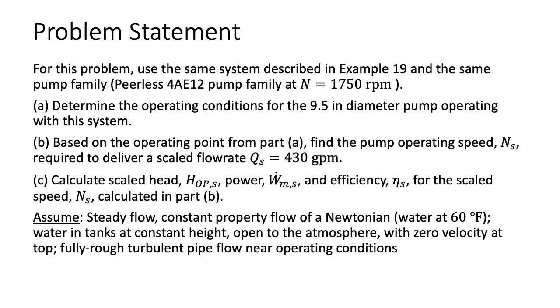For this problem, we will need to make the same assumptions made to calculate the system curve in Example 19. These include the following. First, we assume steady, constant property flow of a Newtonian fluid, which is water at 60 degrees Fahrenheit. Second, we assume that the water in the large tanks has a constant height, is open to the atmosphere, and that the velocity at the top is approximately zero. Third, we assume fully rough turbulent pipe flow near the operating conditions for the pump.